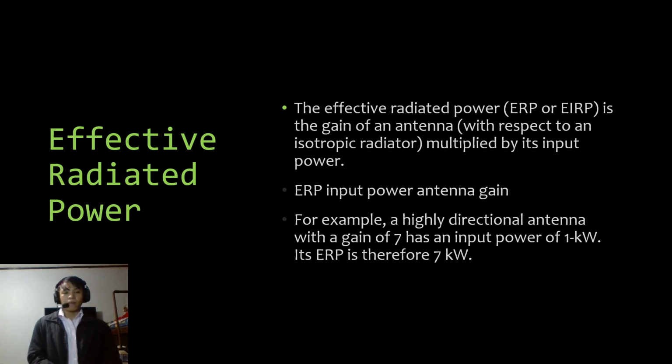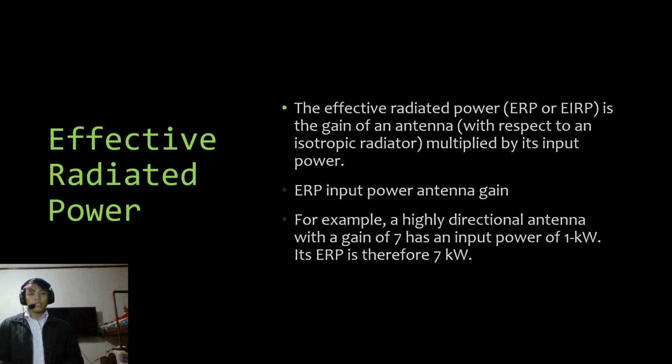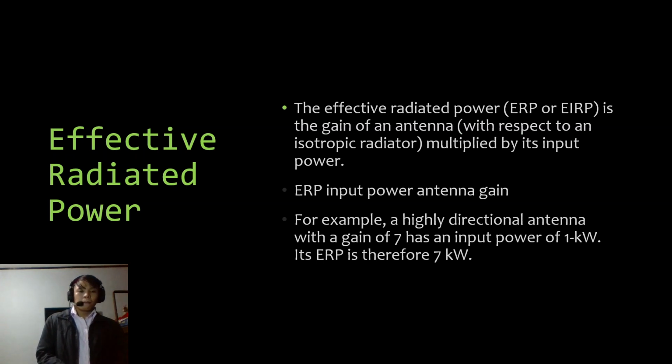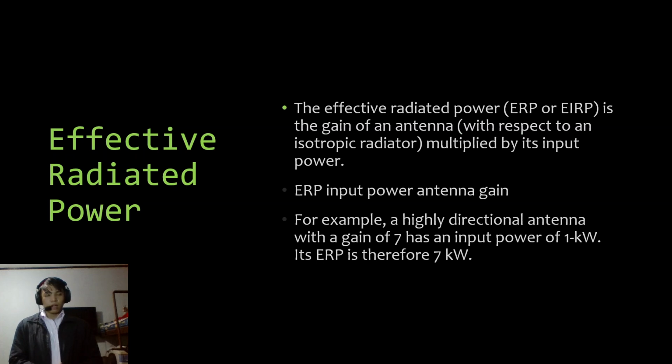Effective radiated power. The effective radiated power, or ERP, is the gain of an antenna with respect to an isotropic radiator multiplied by its input power. ERP equals input power times antenna gain. For example, a highly directional antenna with a gain of 7 has an input power of 1 kilowatt. Its ERP is therefore 7 kilowatts.